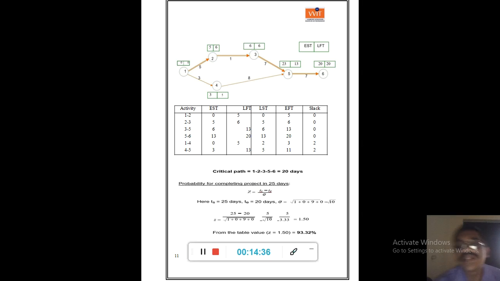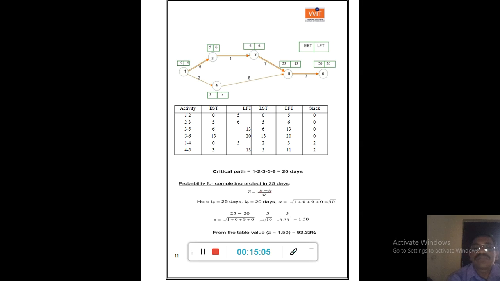And later the backward pass computations: from 20 you will start, and you will come to the first event. So find it out. Now EST, then EFT. EFT means EST plus duration. LFT find out, and LST means LFT minus duration, like that. And later slack you are required to find out.